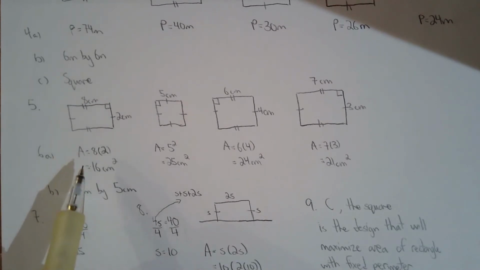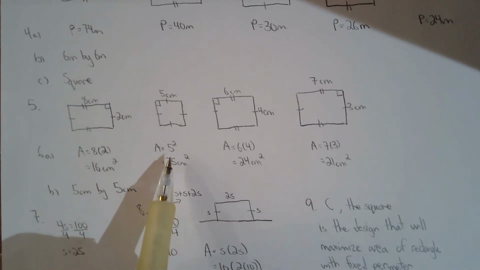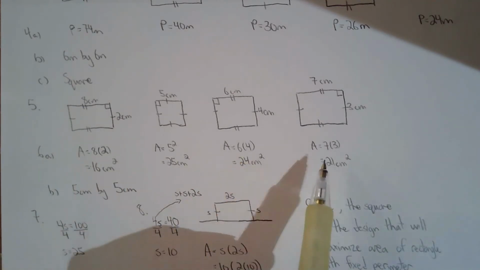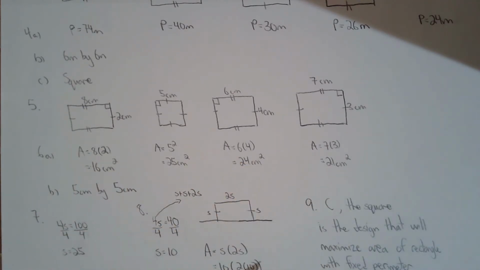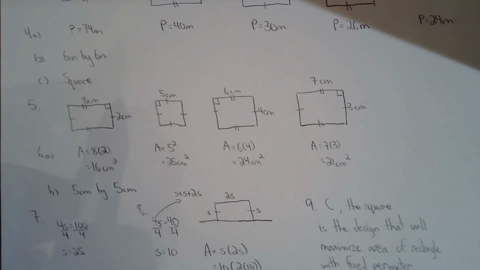Anyways, the area formula for a rectangle is length times width. So 8 by 2, 5 by 5, or 5 squared, 6 by 4, 7 by 3. And then they ask me which rectangle has the largest area. And of course, we already know the answer. It's a 5 centimeter by 5 centimeter rectangle. It's that perfect square design that's going to maximize your area.